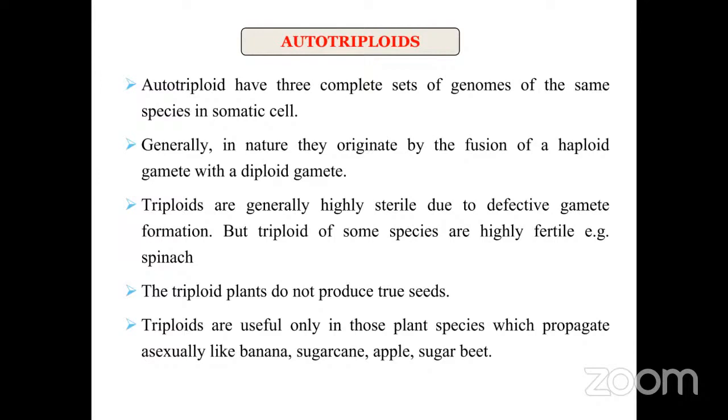What are the examples of autotriploids? Triploids are useful, for example banana, sugarcane, apple, sugar beet. Actually, triploids do not produce true seeds. That is the disadvantage of that polyploid.